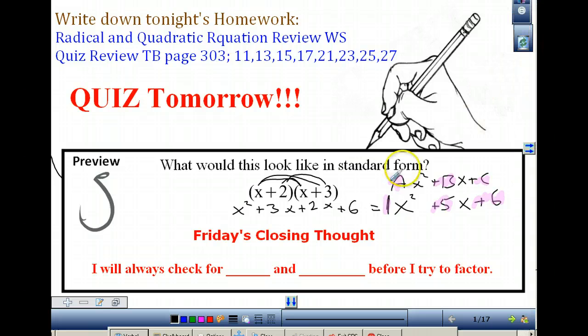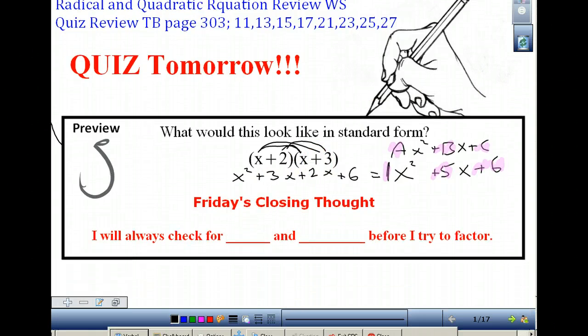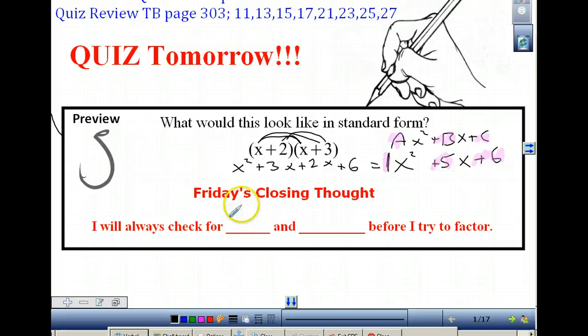Yeah, some of you might know this as foiling. We'll play the first, the outers, the inside, and the last numbers. On Friday, I made a big deal out of this with all our x's and stuff while we're trying to find our roots and all our graphs. That was like number 3 of several steps.